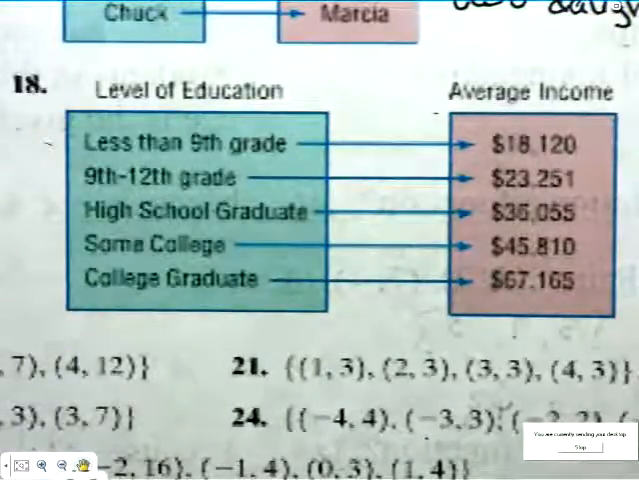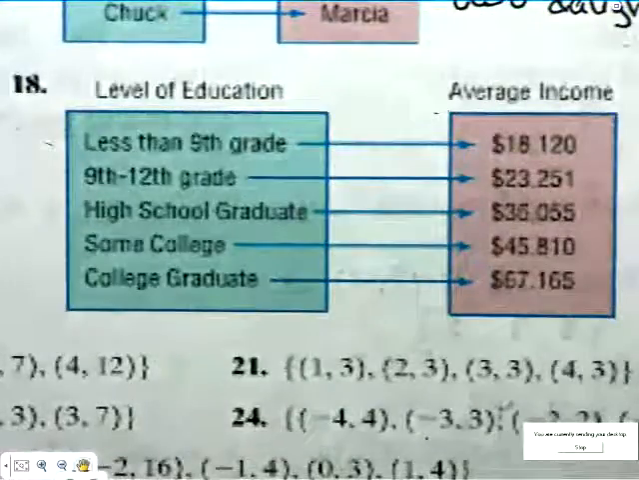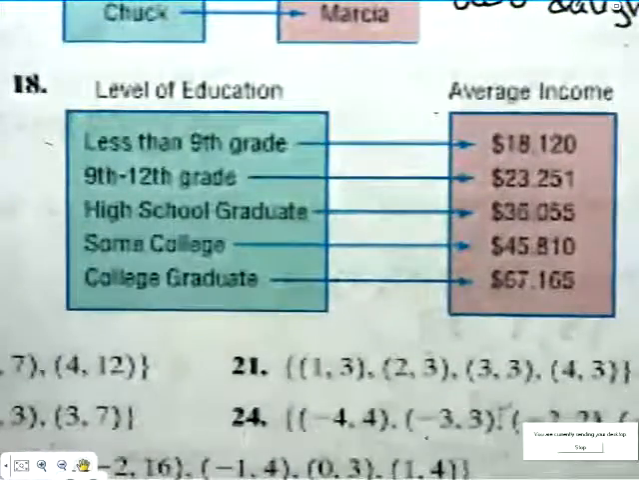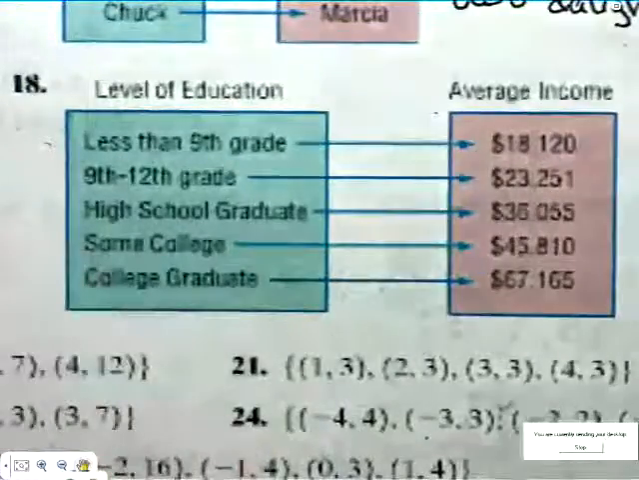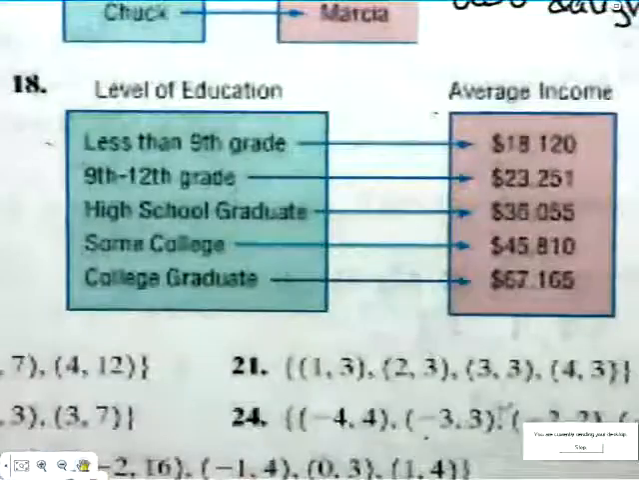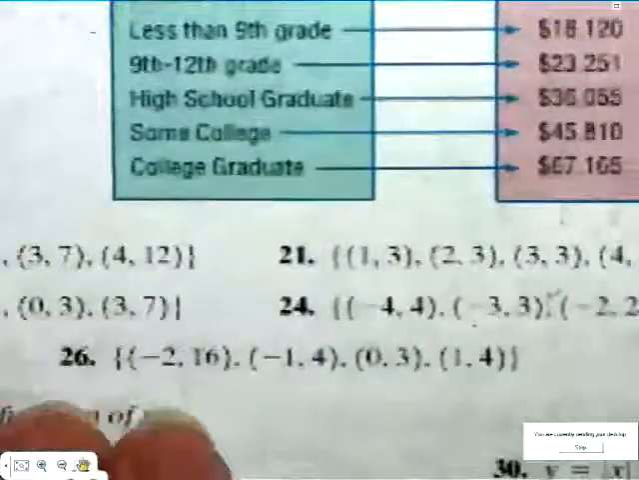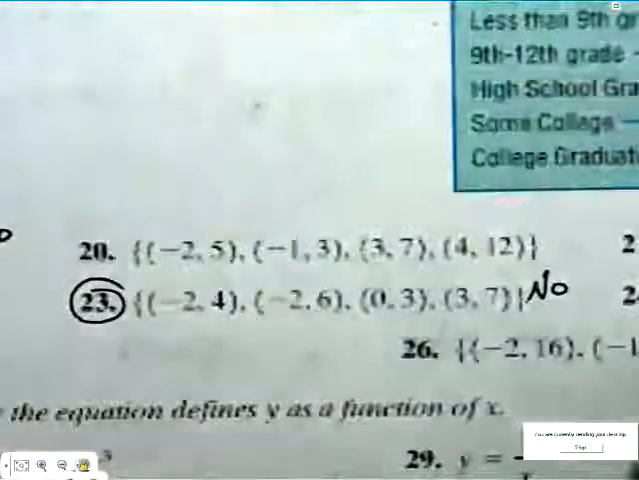19, because why? 2 corresponds to 6 in the first ordered pair, and 2 corresponds to 10 in the last ordered pair. So that's not a function. What else? 23, because -2 corresponds to 4 in the first ordered pair, but -2 corresponds to 6 in the second ordered pair. There it is. Yeah, 23 is no, and 24 you said? -4, 4, and -4, 0.